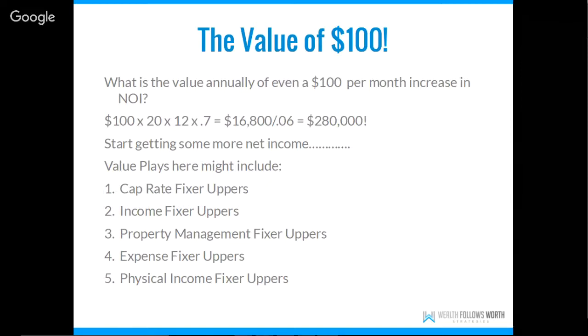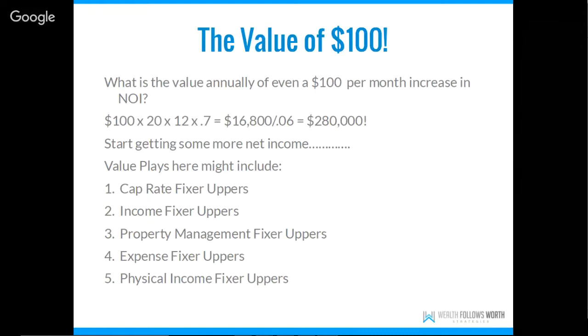So that makes me ask the question here, what is the value to a building annually if we even raise $100 per month in rent increases for the NOI? So if we can affect the bottom line NOI by $100 per month per unit, what's the value change? And again, we saw one that was pretty close to that $70. But if we have 100 times 20 times 12 times 0.7, that will equal a $16,800 increase in net operating income divided by the 0.06. If we do those numbers right there, that'll change the value of our building by a whopping $280,000. So think about that for a second.